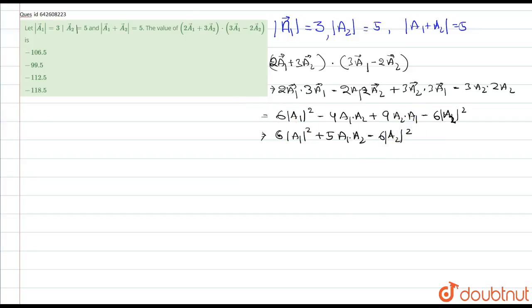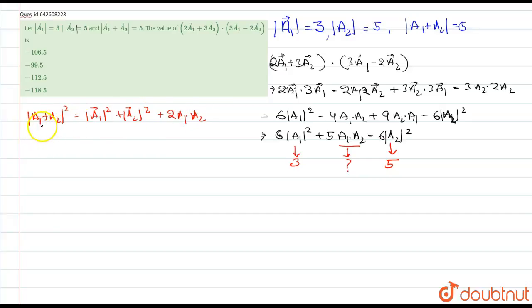Here we see that A1 and A2 are given. If we find A1 dot A2, we will get our answer. The modulus of A1 is given as 3 and of A2 is given as 5. To find A1 dot A2, we use the property: mod of A1 plus A2 whole square is equal to mod A1 square plus mod A2 square plus 2A1 dot A2.